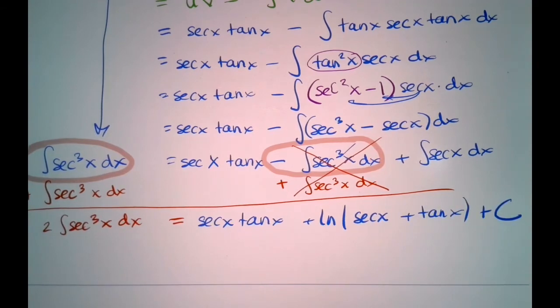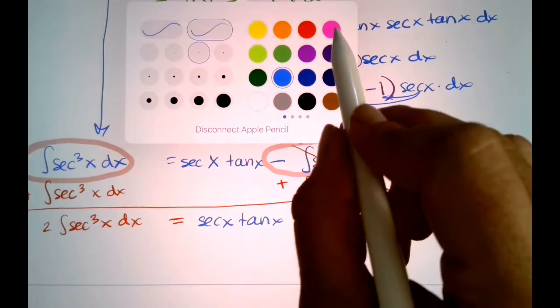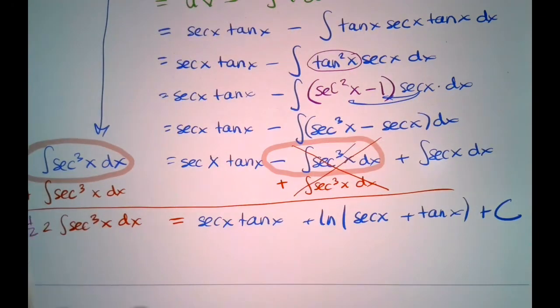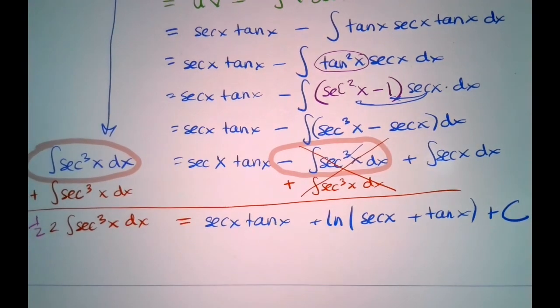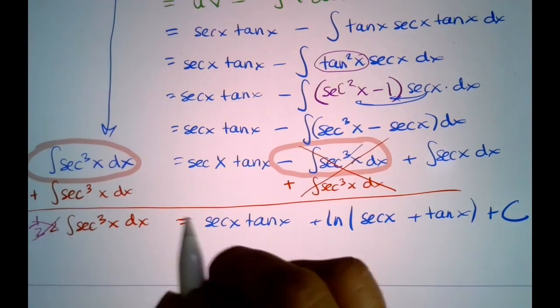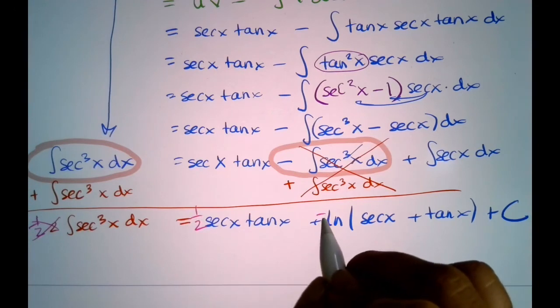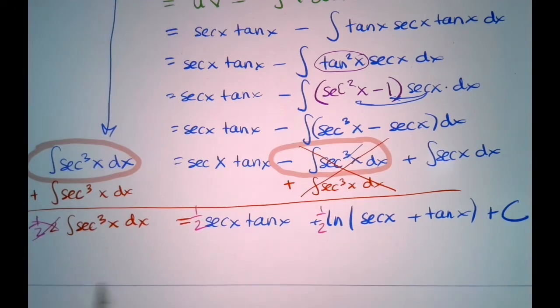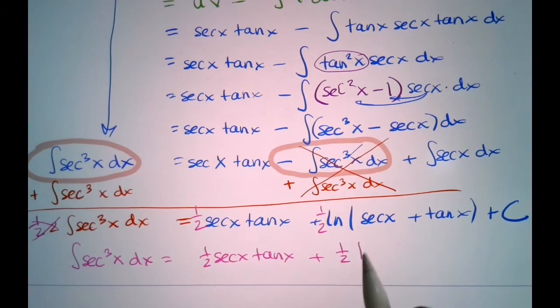Now, I'm not done with my problem because I want to get secant cubed x by itself. All I'm going to do is multiply every single guy by 1/2. That's going to knock out the 2 in this problem, right? But whatever I do to this side, I have to do to this term, and I have to do to this term. So my final answer for the integral of secant cubed dx is going to be 1/2 secant x tan x plus 1/2 natural log absolute value of secant x plus tan x.